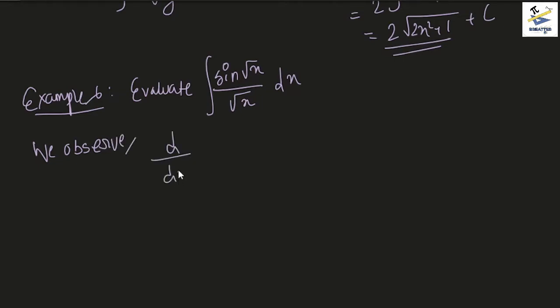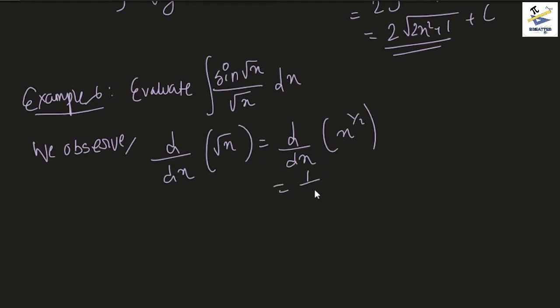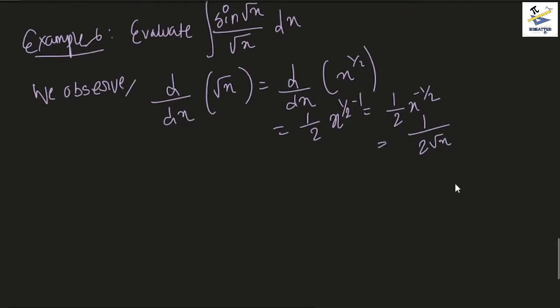d dx of root x is just equal to d dx of x to the power 1 by 2. Now we have learned previously that the d dx of x to the power something is just the power comes out as a coefficient and the power is reduced by 1, which means it is half into x to the power minus half, or in other words 1 by 2 root x, right? So if we were to differentiate, what we would get is something like this.